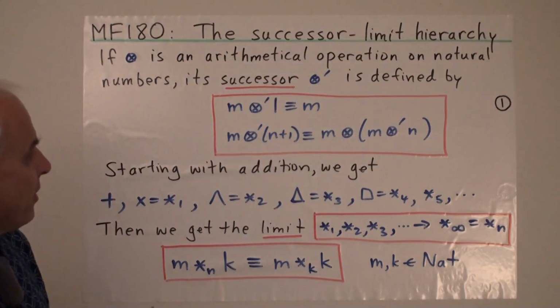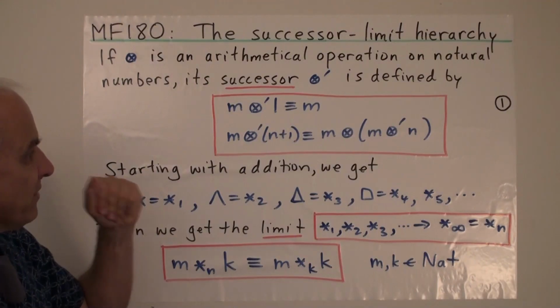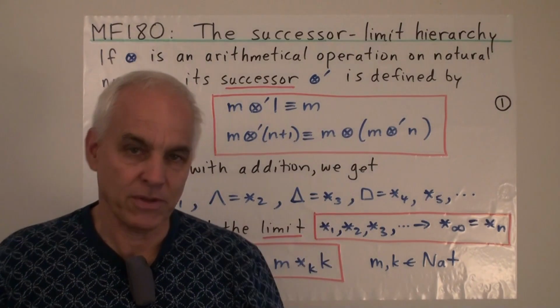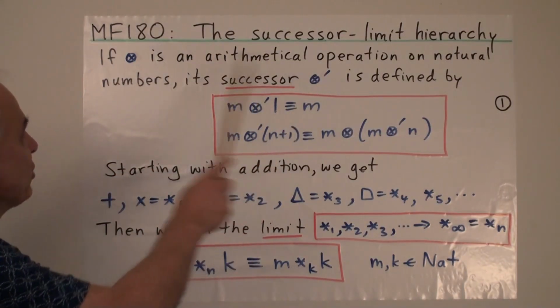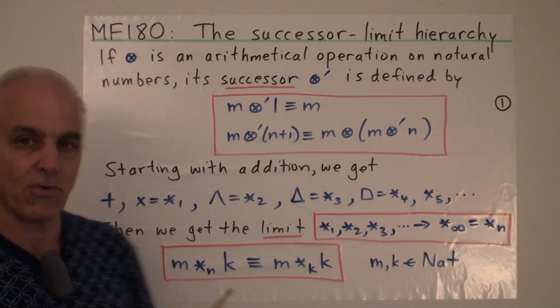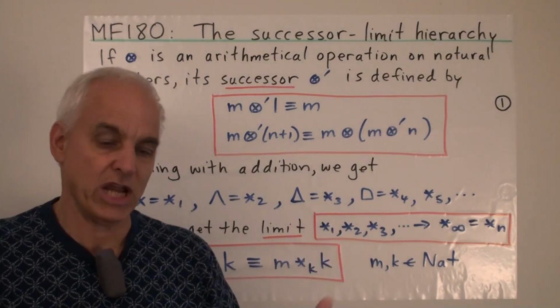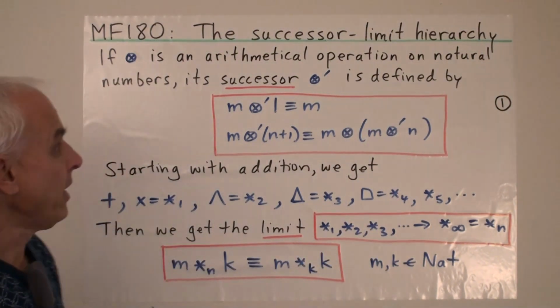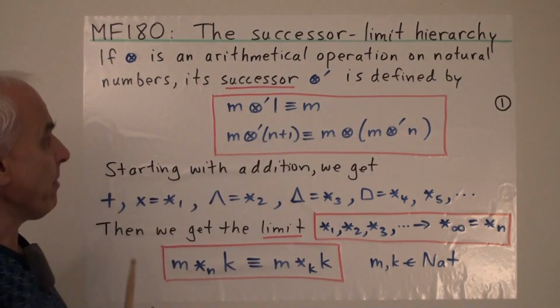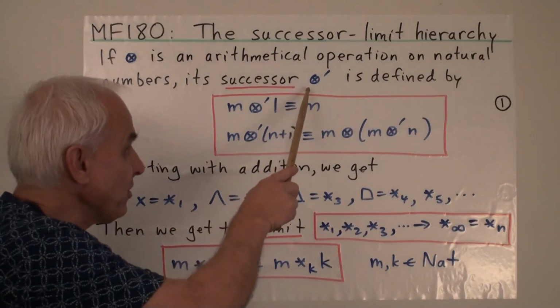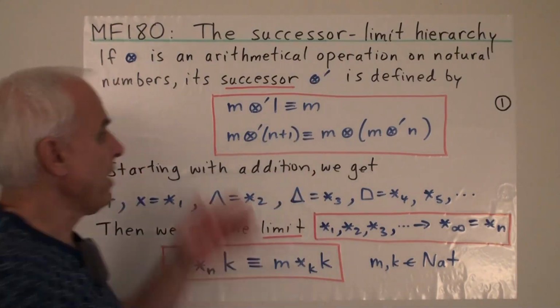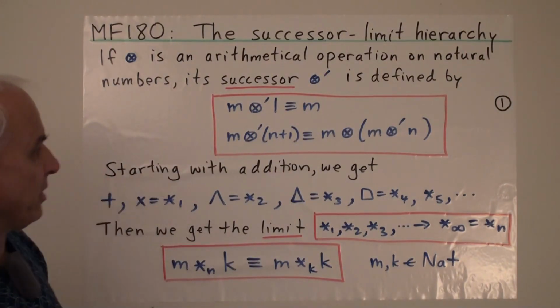So one starting point is this idea of a successor of an operation. If we have an arithmetical operation, say circle cross, this could be an addition or multiplication or exponentiation or perhaps something quite different. It's an operation on natural numbers. We're going to define its successor, circle cross prime, in this fashion, which is now familiar to you, I hope.